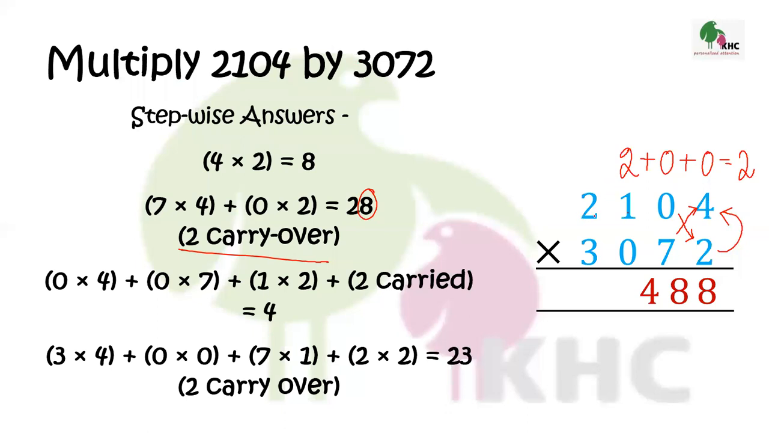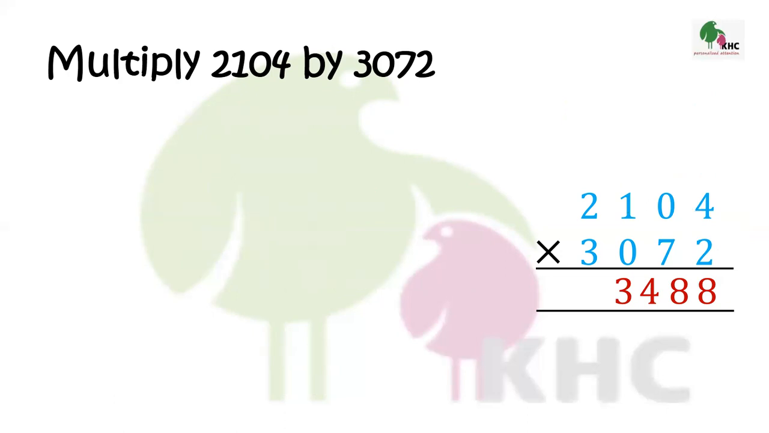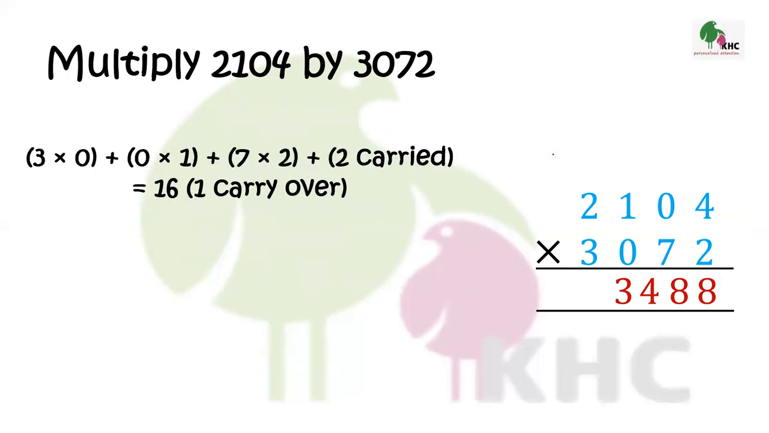Next, you cross multiply the end digits. So 2 times 2 is 4, 3 times 4 is 12, 7 times 1 is 7 and 0. When you add it up, you get 11 plus 12, which is equal to 23. You write 3 and you carry over 2.